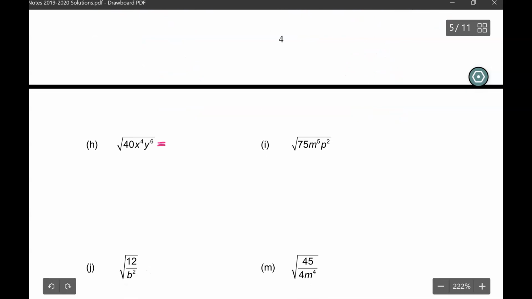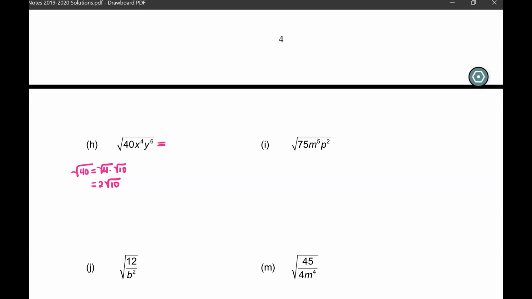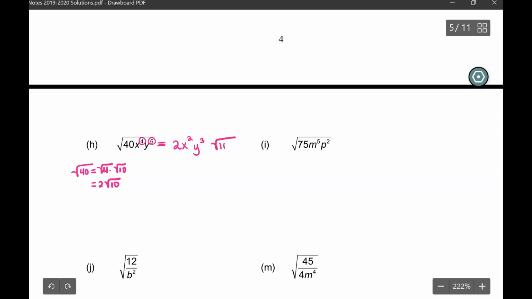Okay, next one. All right, so I have a 40. Now 40, let me just look at square root of 40. That's going to be the square root of 4 times square root of 10, which will be 2 root 10. Okay, so let's put all the stuff on the outside of the square root. So I have a 2, then I have x squared, and then 2 goes into 6, y to the 3rd. And then I'm going to have a leftover square root of 10. Now since the 6 was even and I got an odd result, I'm going to just put the y to the 3rd in absolute value, and there's my answer.